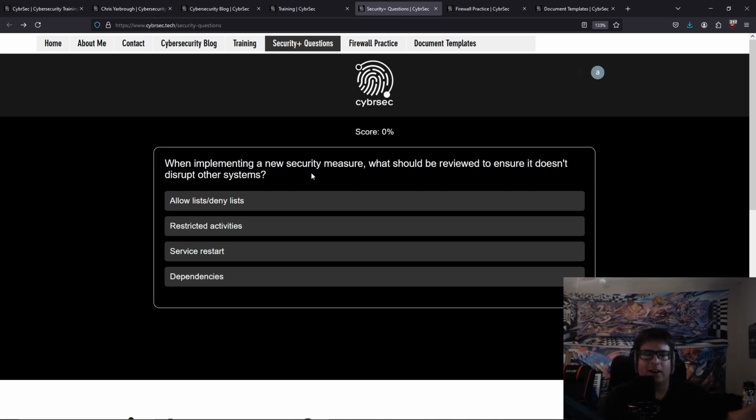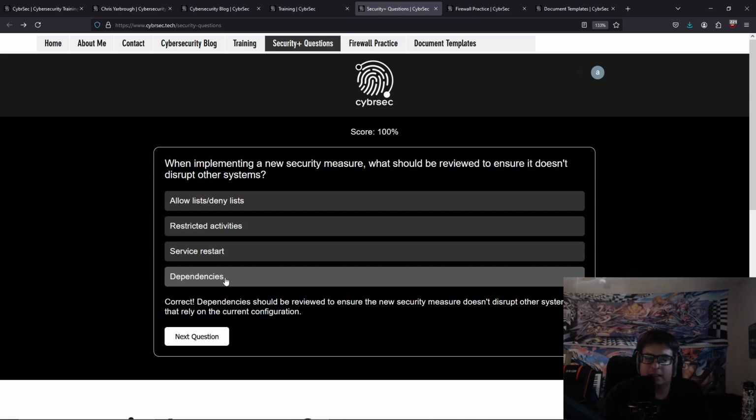Let's see. When implementing a new security measure, what should be reviewed to ensure it doesn't disrupt other systems? Dependencies? Yeah. Correct. Dependencies should be reviewed to ensure the new security measure doesn't disrupt other systems that rely on the current configuration. All right, good start. 100%. Let's go.